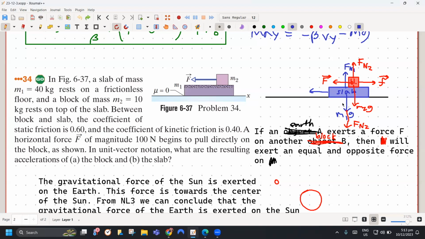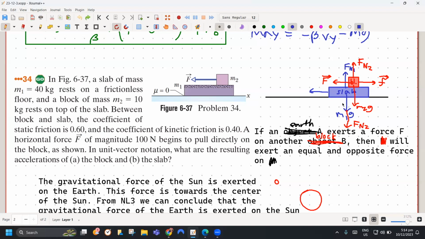Yung M2, ang forces na mararanasan niya, meron siyang normal force from the block, so Fn2 rin, from Newton's third law. Tapos, yung frictional force ay to the right. Tapos may M2G, gravitational force. Tapos, yung pulling force to the left. So, F applied.